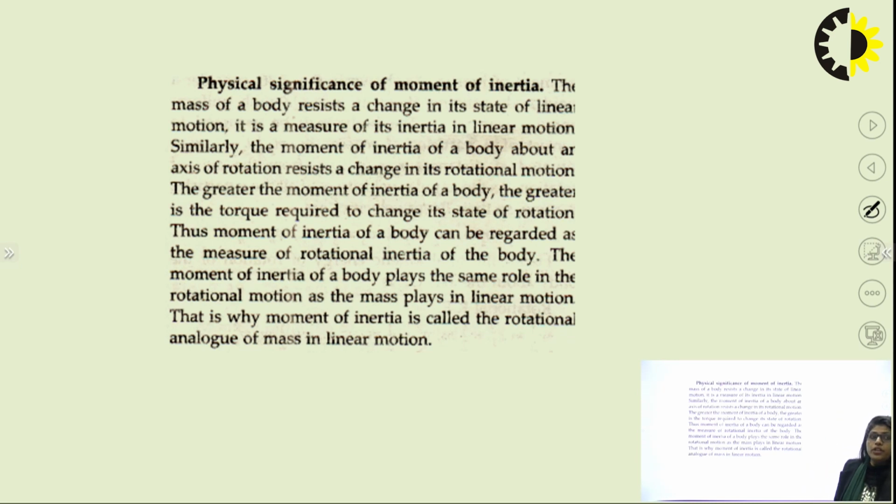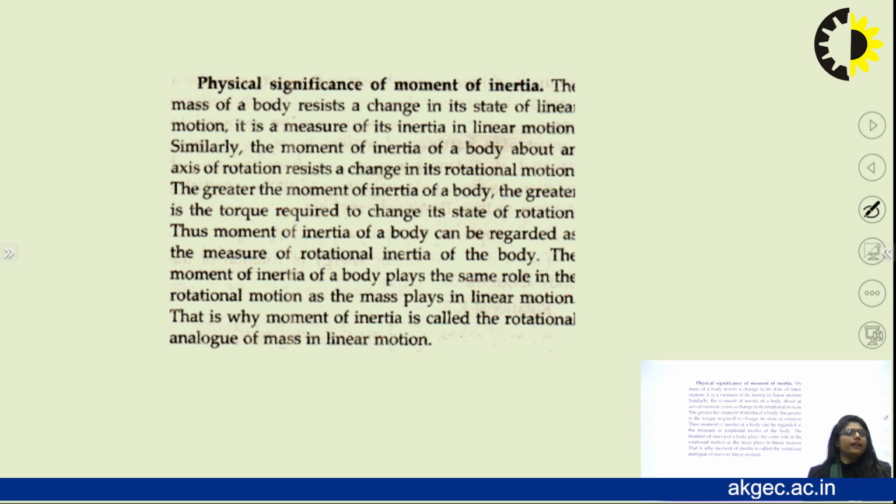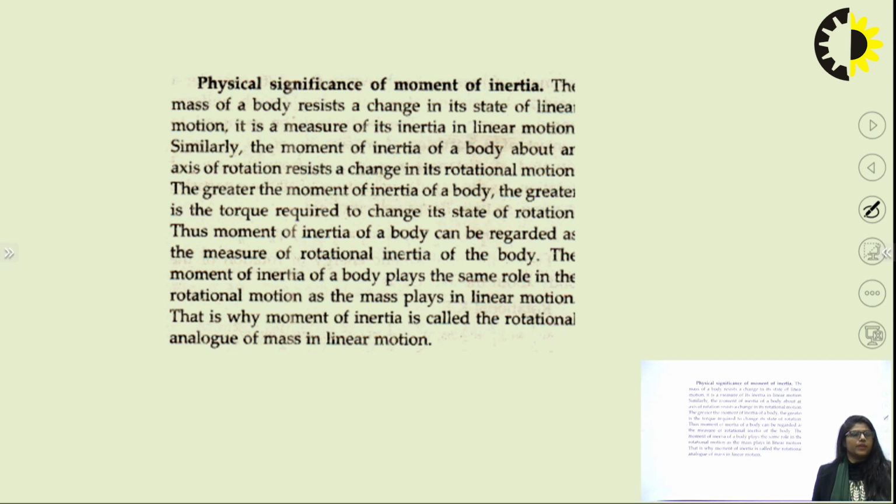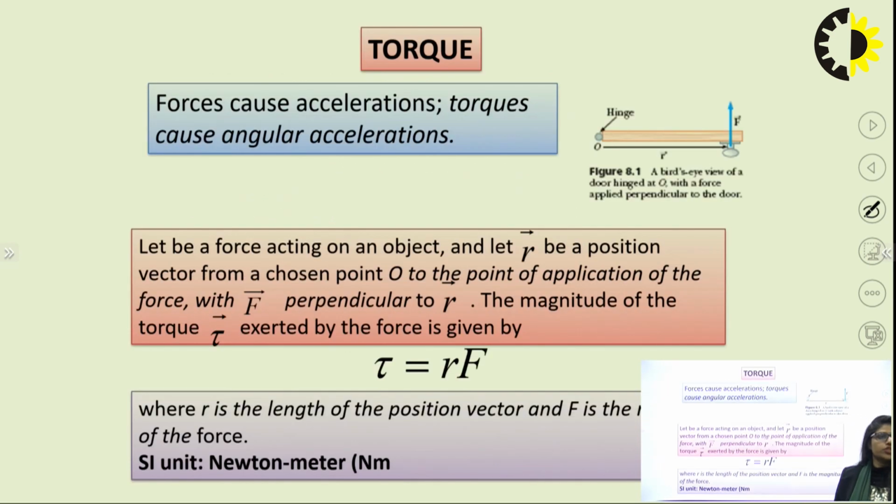The greater the moment of inertia of a body, the greater is the torque required to change its state of rotation. Whenever I'm talking about rotation, in terms of force, I can take torque, because torque is the force provided for rotation. This moment of inertia can be regarded as a measure of the rotational inertia of the body. The moment of inertia plays the same role in rotational motion as inertia plays in linear motion. That is why moment of inertia is called the rotational analogue of mass in linear motion.